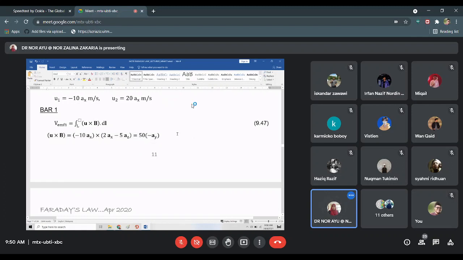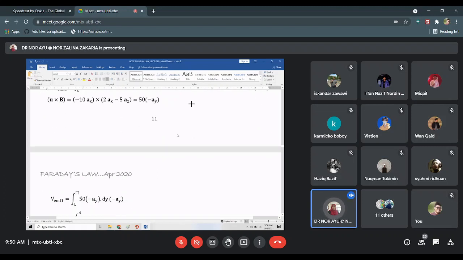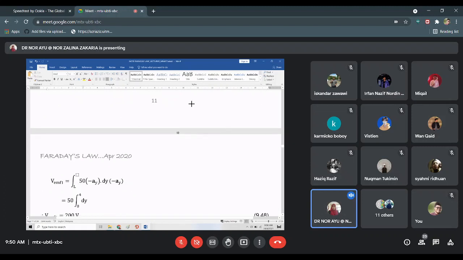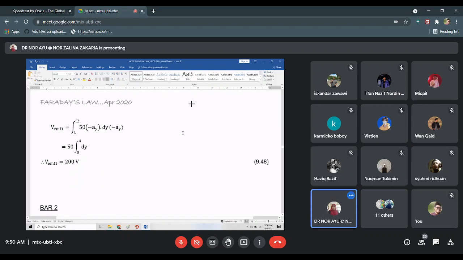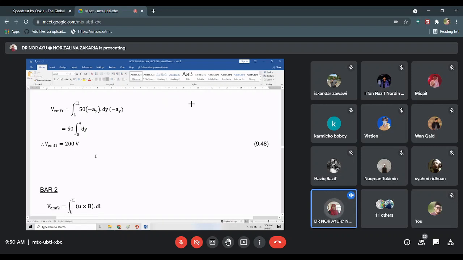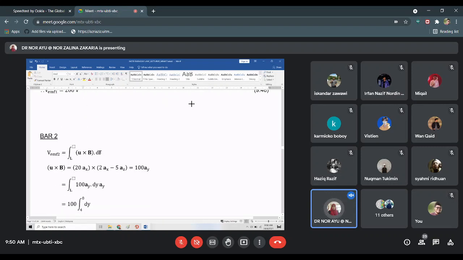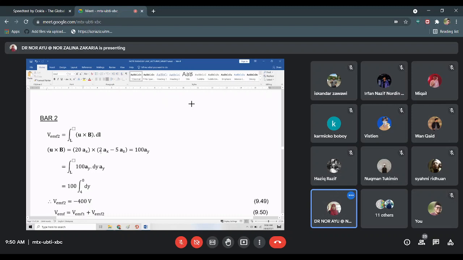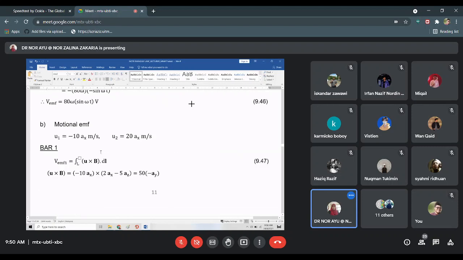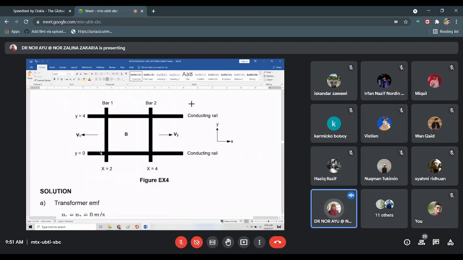Okay, the next one we need to determine is what dL is. Like I said just now, dL is... why is dL dy over here? One moment. Which one is moving? It moves left and right.